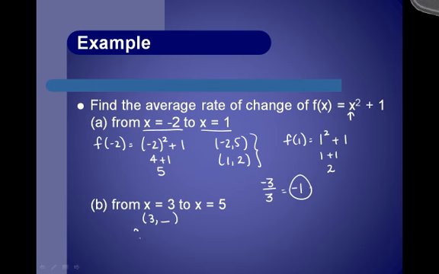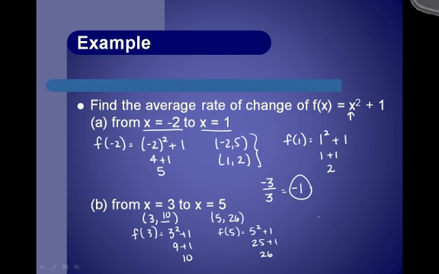So if we plug it into our function, f of 3 is 3 squared plus 1, which is 9 plus 1, which is 10. So our first ordered pair would be (3, 10). Our second ordered pair, f of 5 means 5 squared plus 1, which is 25 plus 1, which is 26. So our second ordered pair would be (5, 26).